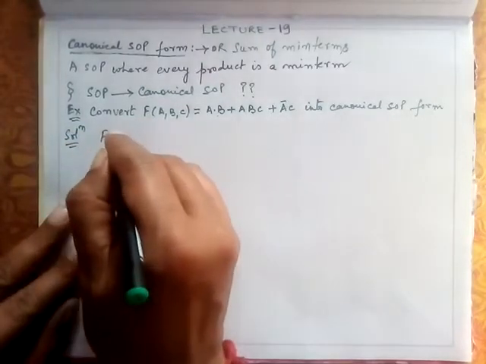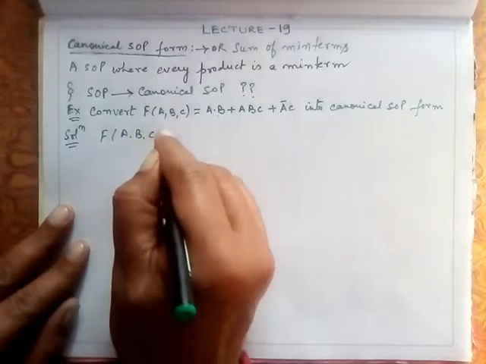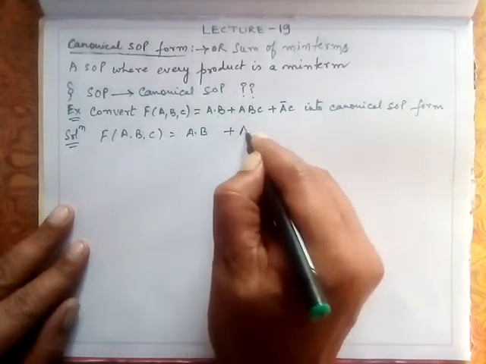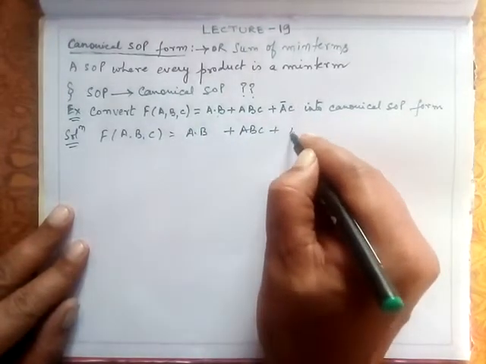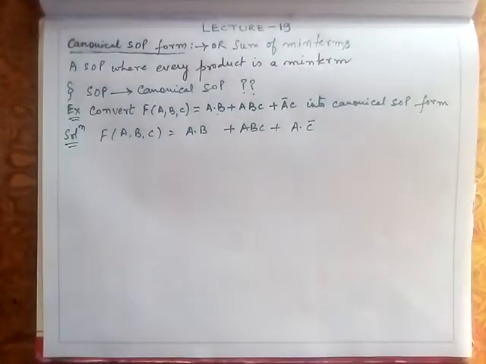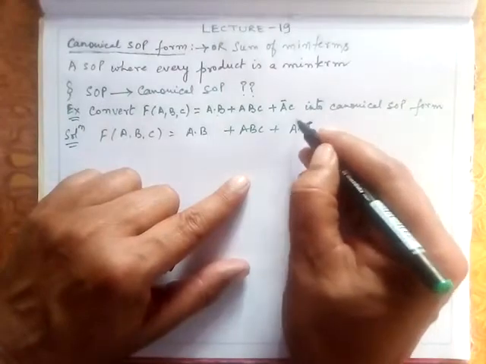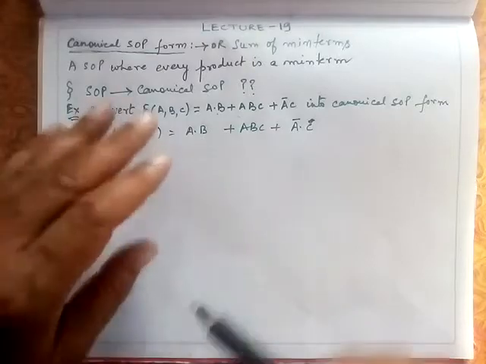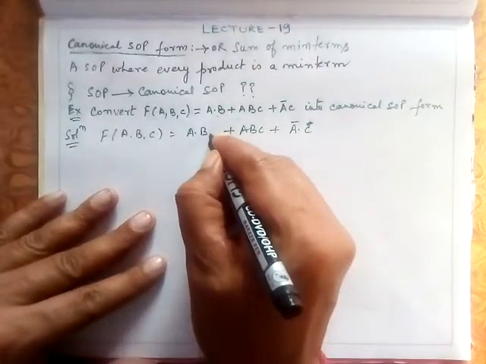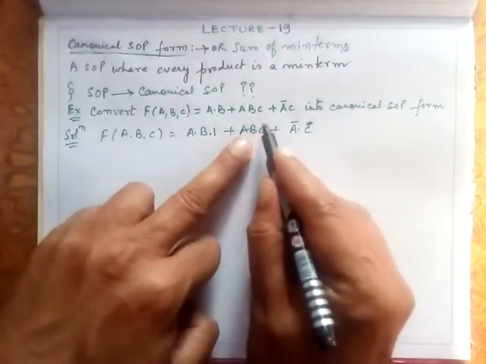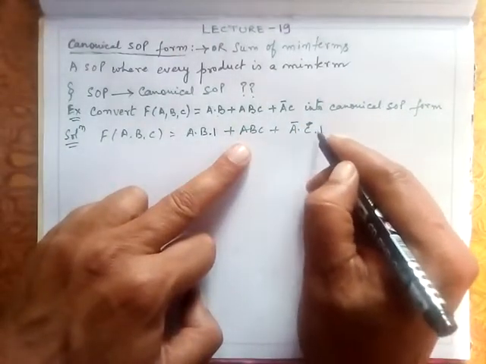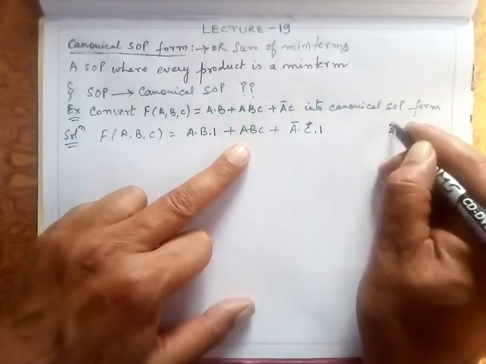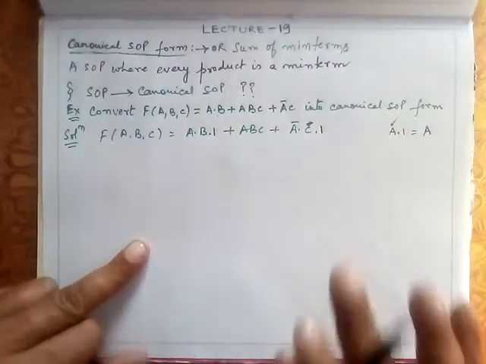F is given to me, F which is a function of A, B and C. It is given to me as A dot B plus ABC plus A dot C. Sorry, it's not A dot C bar, it is A bar dot C. Now what I do, first of all, very first thing, look at this. I multiply this by 1. This is already a min term, no need to touch it, and I multiply this also by 1. Why? I know that any function A dot 1 is equal to A, so it will not affect my result. The result will remain the same.